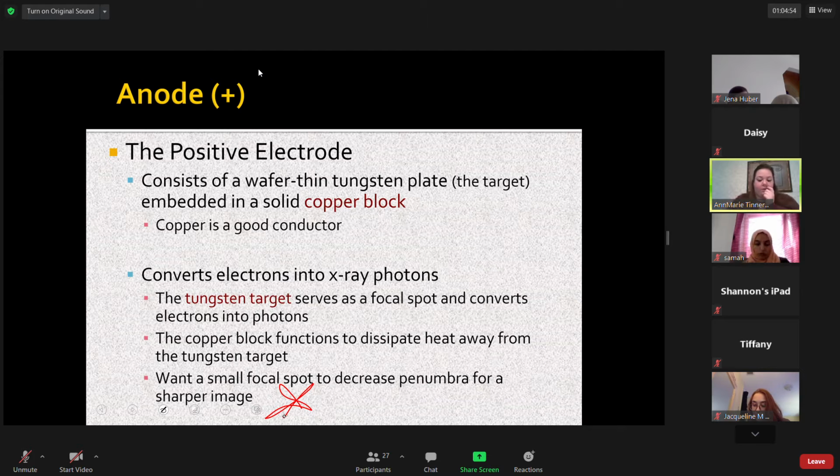Also, I just want you to know that it's not written on here, so you need to write this in. The purpose of the copper stem is used with air or oil immersion, and it's used to absorb heat energy. Did everybody get that? Can you repeat it, please? Sure. The purpose of your copper stem used with air or oil immersion is to absorb heat energy. We're trying to help get rid of some of this heat.